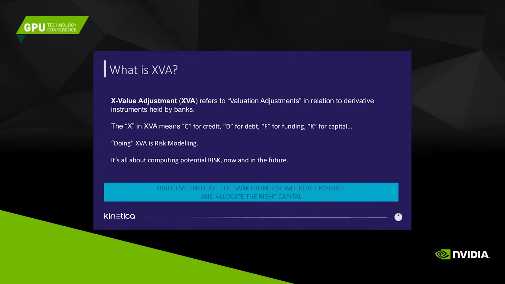But the X in XVA essentially means different kinds of risk calculations. First there was CVA, then there was DVA. If you see a K, it's capital. But essentially what is XVA?